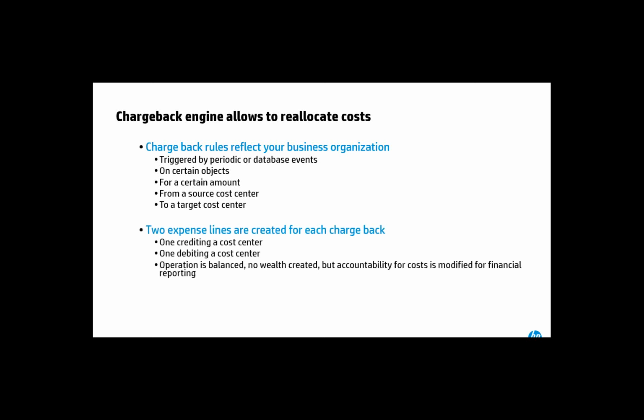Also, along with this, I mentioned earlier, within the financial module capabilities of asset management, we allow you to track expenses. So within here, as you create a chargeback rule and execute on that, what you're going to see is 2 expense lines are created for each chargeback. That would be one crediting a cost center and one debiting a cost center. So overall, what we're allowing you to do here is we're putting a lot of power in your hands so you can manage IT as a real P&L organization.